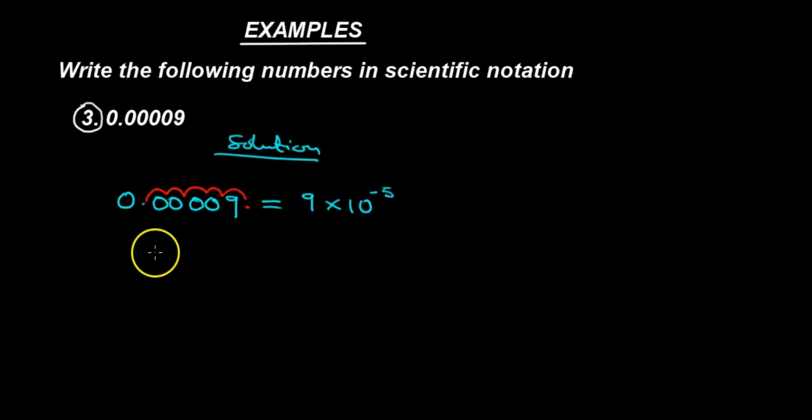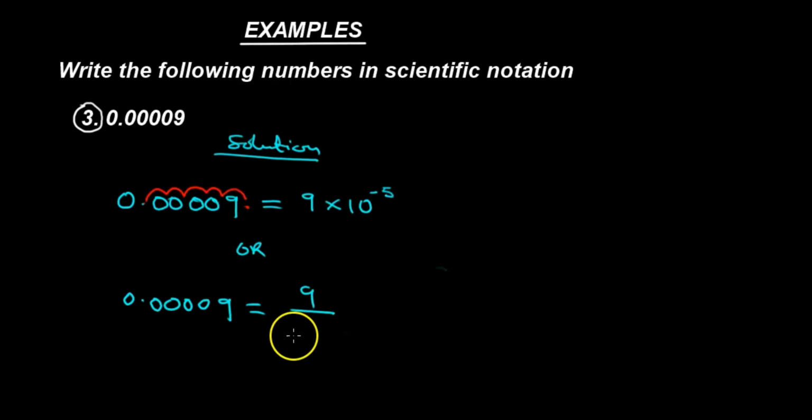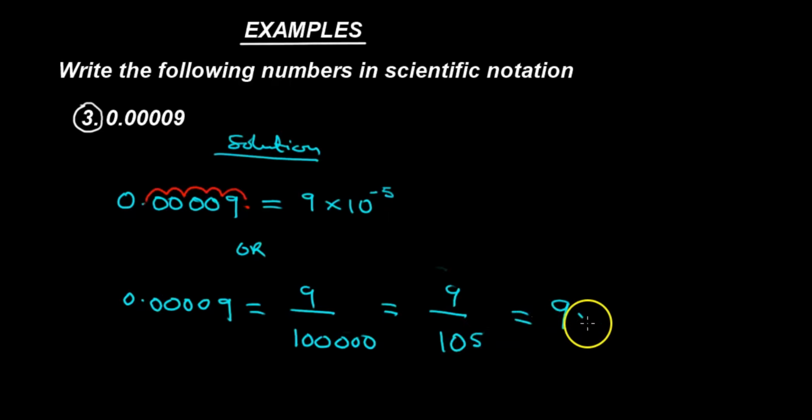This is the simplest approach, but remember I said that when the decimal point is on the left, or when it is a negative exponent, it can be written as 9 over, and this can also be written as 9 over 10 exponent 5, and apply the law of indices here, which is 9 times 10 exponent minus 5. This will also give you the same answer, but this one looks quite longer but is very easy to understand.